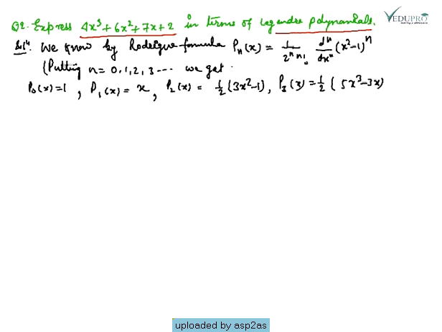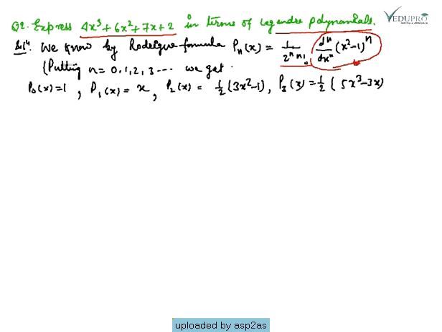Answer here. We know by Rodrigues formula P_n(x) is equal to 1 upon 2^n n factorial d to the power n by dx to the power n of (x square minus 1) to the power n. This is our Rodrigues formula.